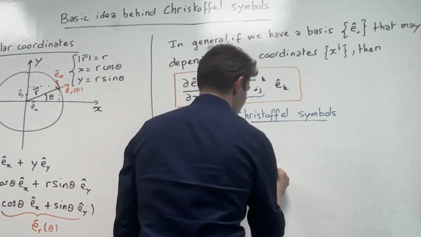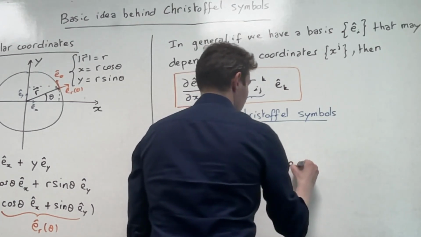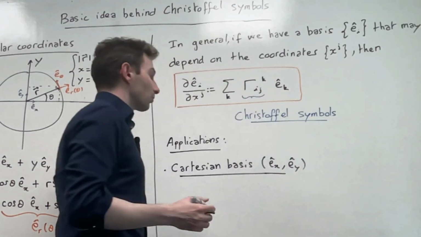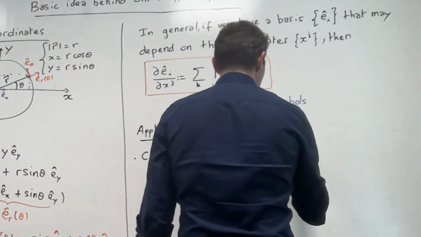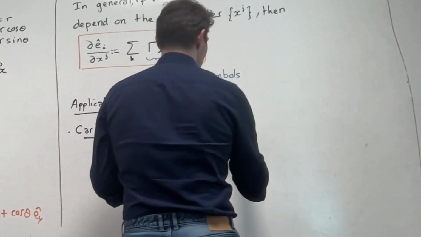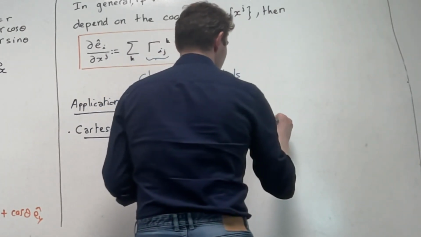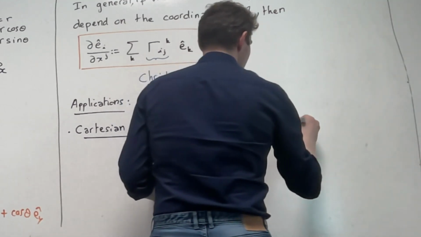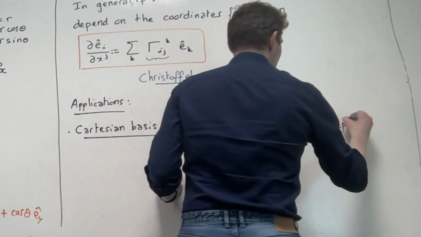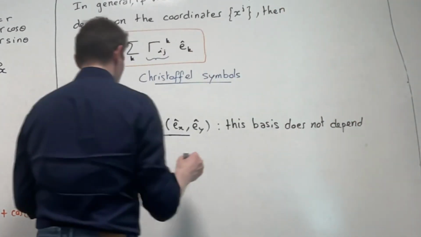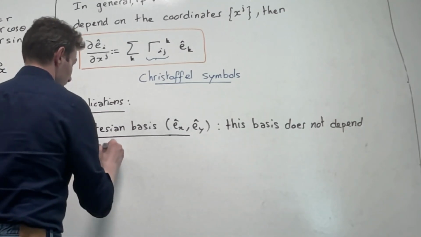And so this Cartesian basis, again, is Ex and then Ey. Now, what can we say here? Well, what we know, and that's what I've stated, is that this basis does not depend on the coordinates, okay? On the coordinates.